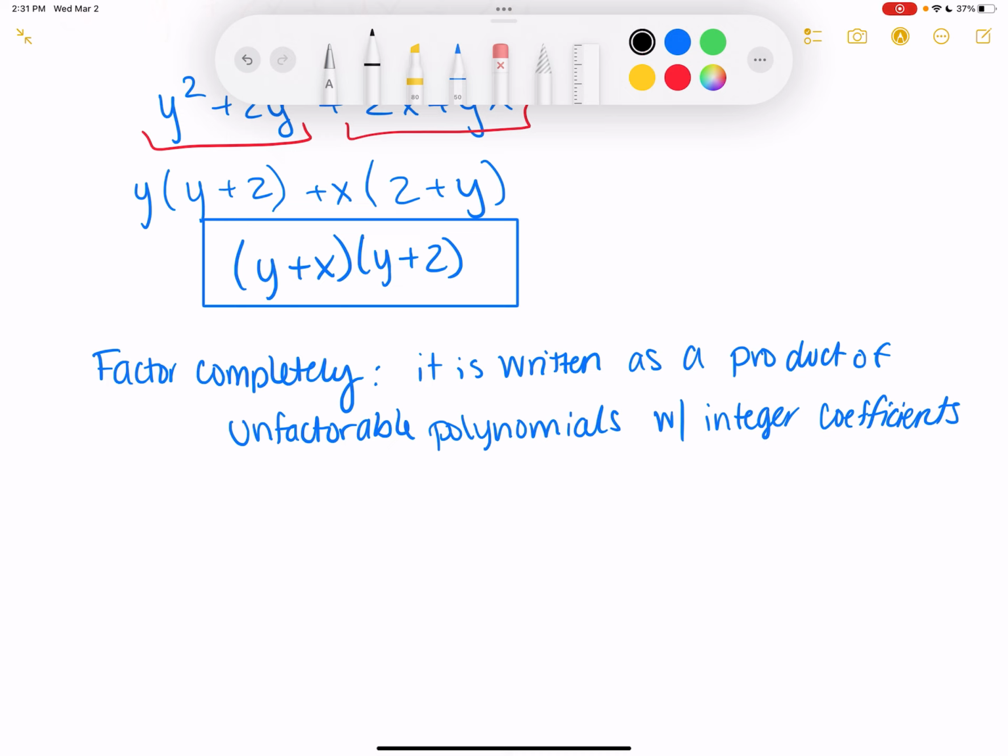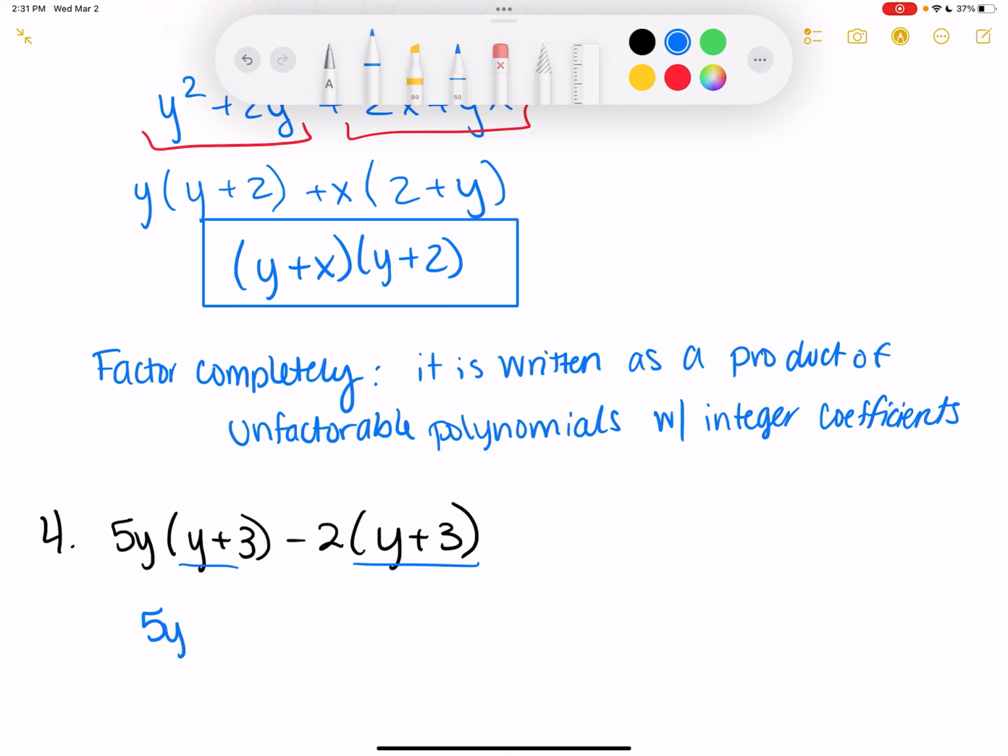All right, so some examples. It says to factor the expression. So it's 4, I have 5y times y plus 3 minus 2 times y plus 3. Okay, what do both of those terms have? Okay, they both have a y plus 3, meaning I only need to write it once. So this answer would be the stuff that's outside, 5y minus 2 times y plus 3.